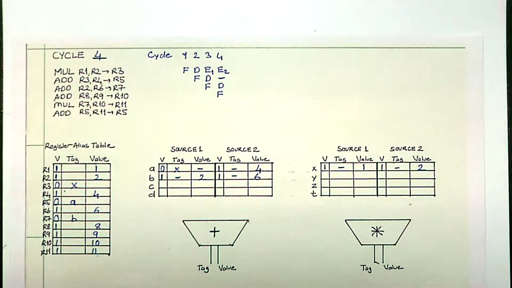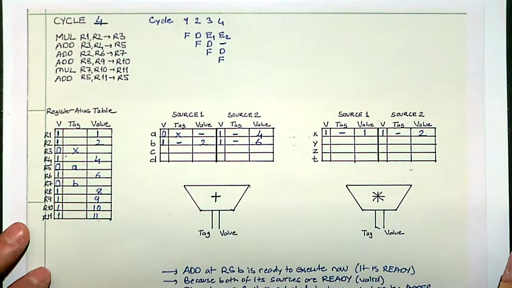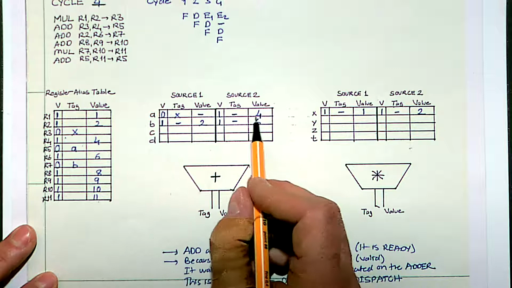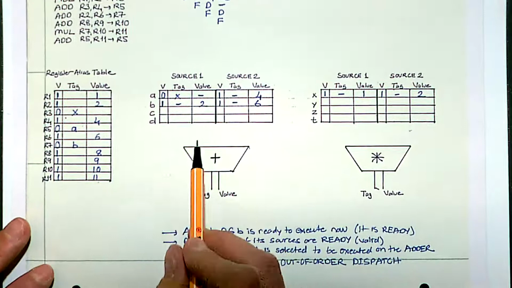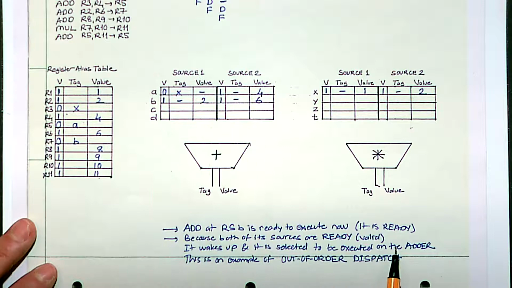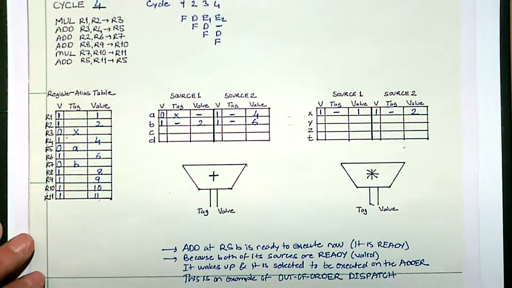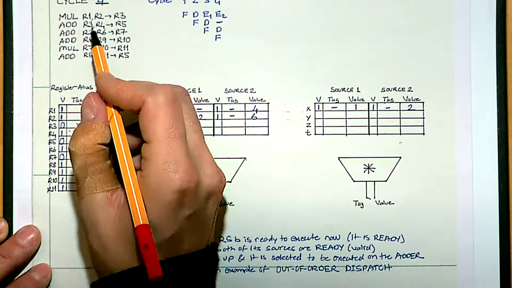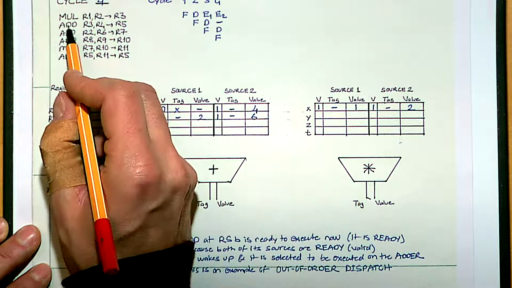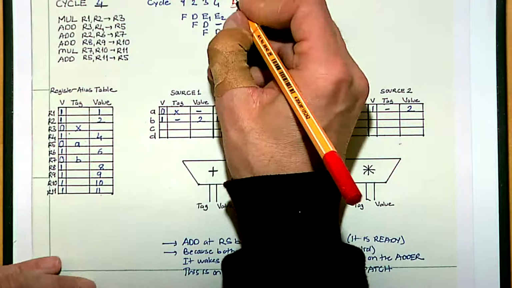Okay. So we're simulating Tomasulo's machine, basically, right? So, some points here. This add that we just placed is now ready to execute at the end of the fourth cycle, right? It's ready because both of its sources are ready, as you can see. And it wakes up and it's selected to be executed in the adder at the fifth cycle. So this is basically an example of out-of-order dispatch. Because we moved this out of the way and placed it into the reservation station, it didn't stall the pipeline. And now this independent add can execute. And that's what's going to happen in the fifth cycle.